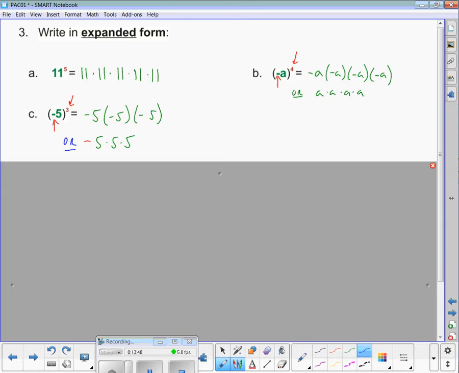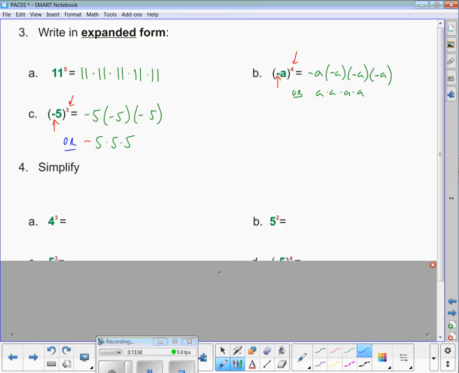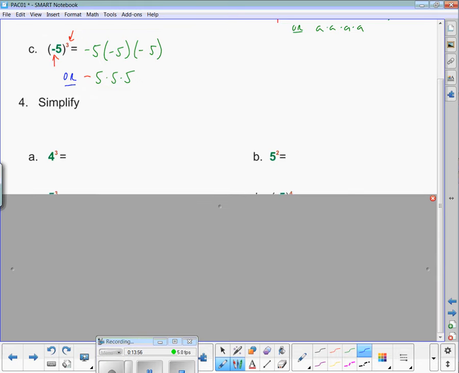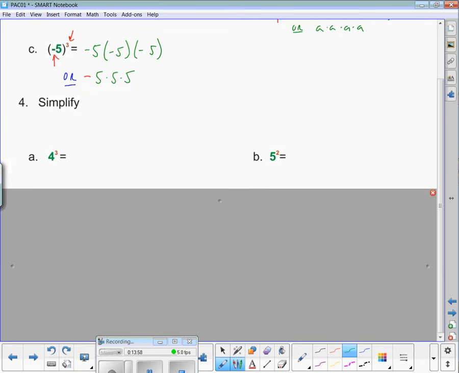All right, let's do some simplification. So we got some simplification problems here. So let's look at A. And A is 4 cubed, right? So what you want to do first is simply expand it. 4 times 4 times 4. Makes sense, right? We just expanded it.